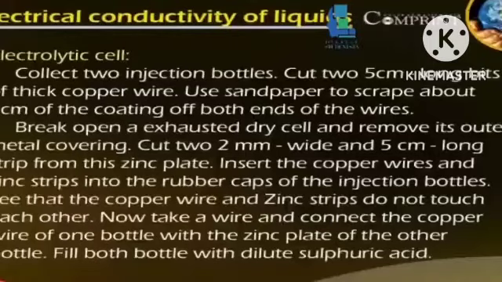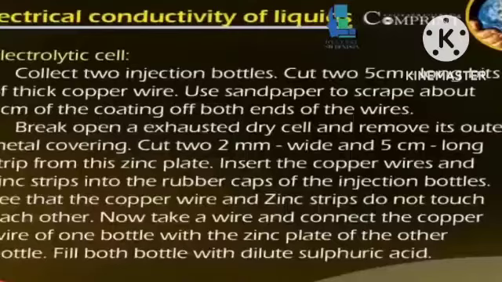Collect 2 injection bottles. Cut 2 bits of thick copper wire, 5 cm long. Use sandpaper to scrape about 1 cm of coating off both ends of the wire. Break open an exhausted dry cell and remove its outer metal covering. Cut 2 mm wide and 5 cm long strips from this zinc plate.